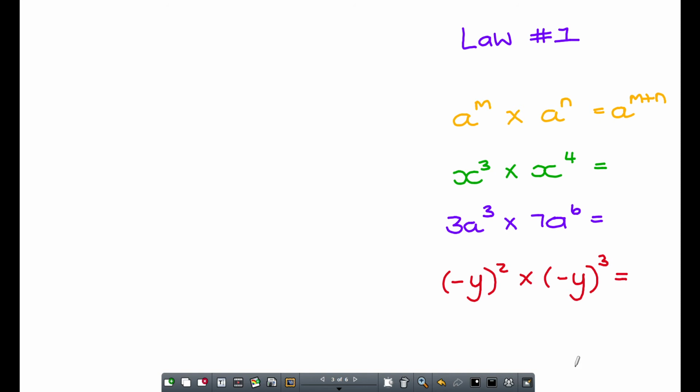Okay. Let's look at the next one. x to the power 3 times x to the power 4. Is base the same? Yes. Are we multiplying? Yes. So what do I do with exponents? I add them. So I would actually have x to the power of 3 plus 4, which means that your answer will be x to the power of 7. You guys good with that? Yes.